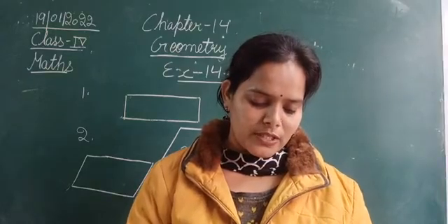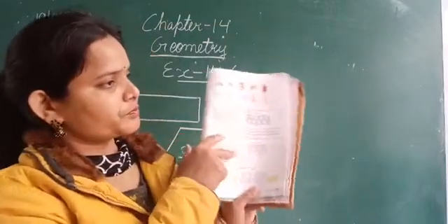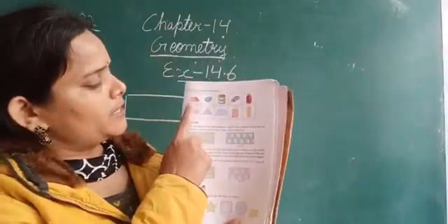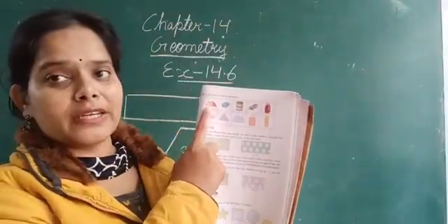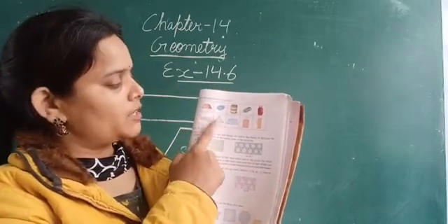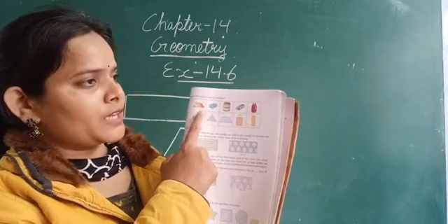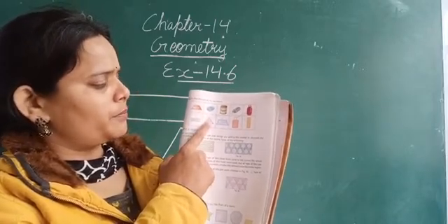Match the objects with its elevation. So let's match it here. So the first one is a tent. So what is the elevation of the tent? So it is a triangle. Okay, so match the tent with the triangular shape.